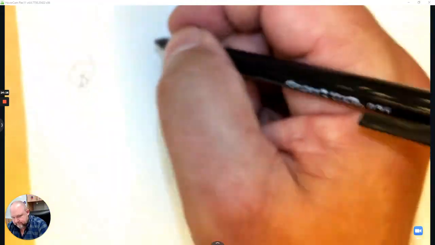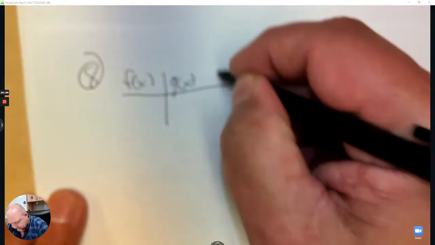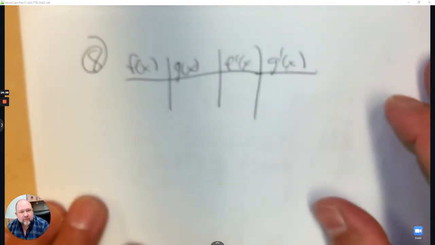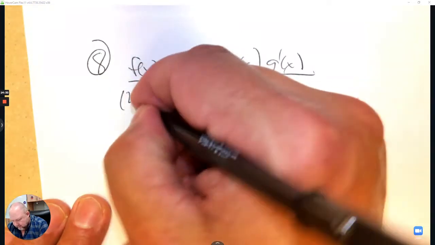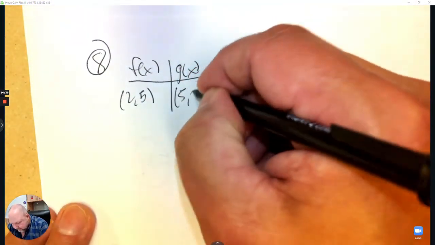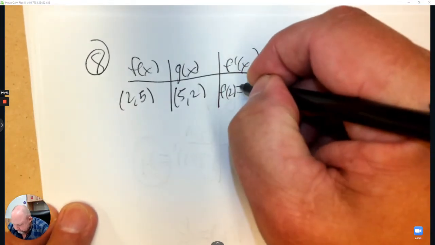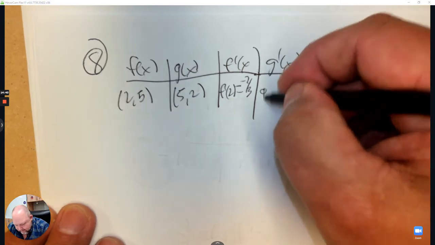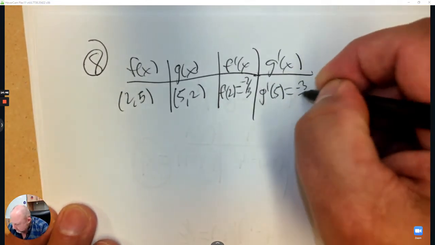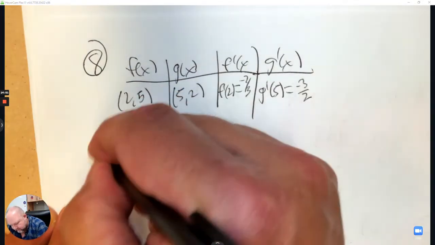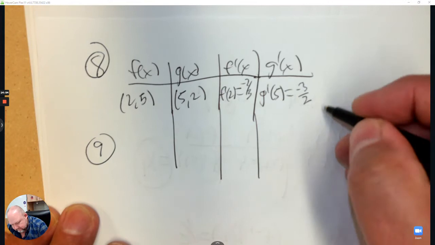All right, number 8. So f and g are inverses. Again, I'm going to do a chart because I think that's helpful. There you are. So we know a point (2, 5). So the inverse of that is (5, 2). The derivative at 2 is negative 2/3. So the derivative at 5 is negative 3/2. Number 9, I'm just going to follow this chart as I go down.